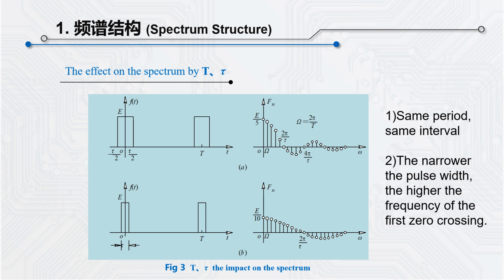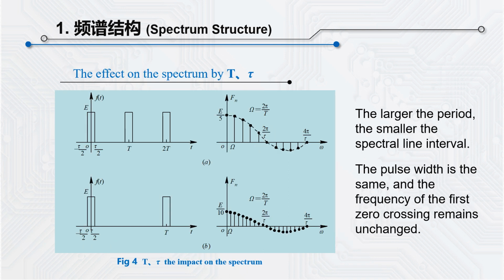Now let's look at its spectrum. Because the interval of the lines is 2 pi over T, the spectral lines of these two spectra should have the same interval. In Figure A and Figure B, when the period of these two rectangular pulses is the same, because of the different pulse width, the positions of the first zero crossing point, 2 pi over tau, of the two rectangular pulses are different. The first zero crossing of Figure A is 1 over 2 that of Figure B.